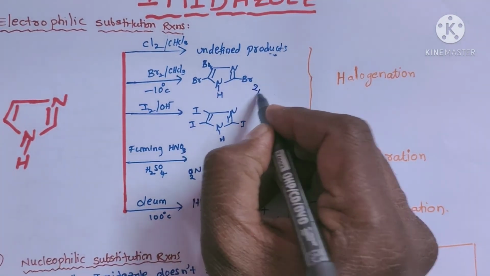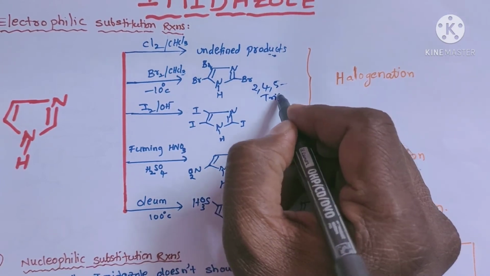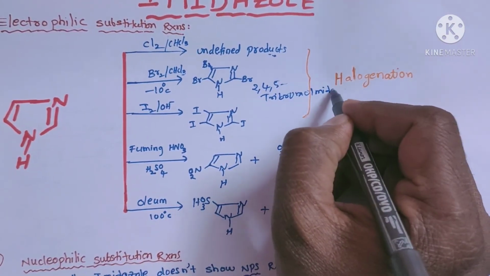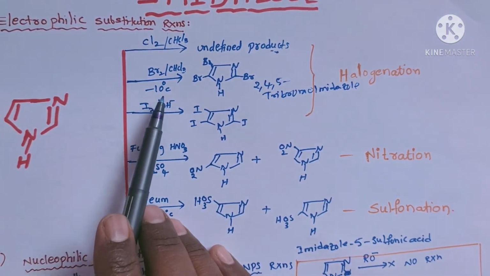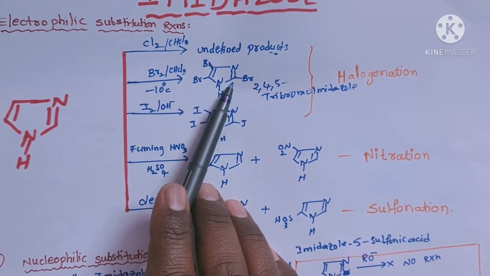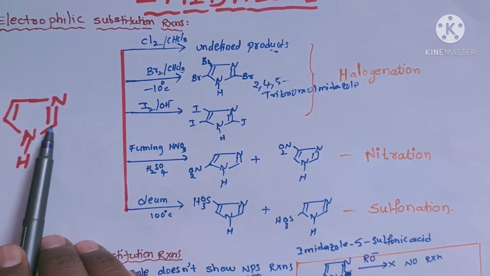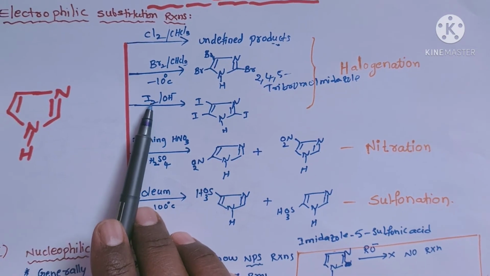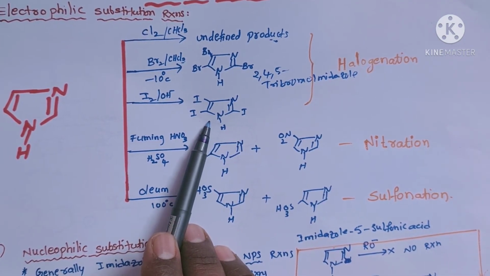So its name is 2,4,5-tribromo imidazole. Here we have to use a very low temperature, and this is a highly substituted product. This happens because imidazole is less aromatic than pyrazole and benzene. So with iodine in the presence of base, 2,4,5-triiodo imidazole is obtained.